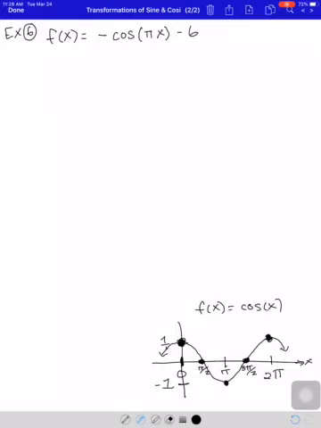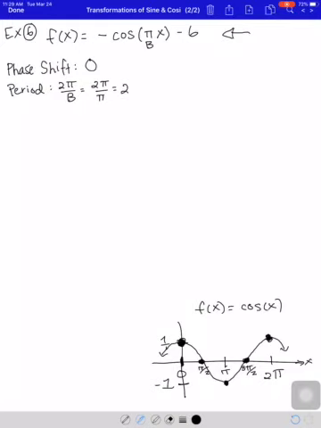Okay, so now let's identify some aspects of this function here, and then we'll start to graph it. So let's start with, how about the phase shift? Because that tells us where we're going to start our cycle. And notice I'm not adding or subtracting anything to x. Our phase shift is just 0. Okay. What about our period? So our formula for period is 2 pi over b, where b is just that number in front of x. So what we have is 2 pi divided by, b here is pi. 2 pi divided by pi is just 2.